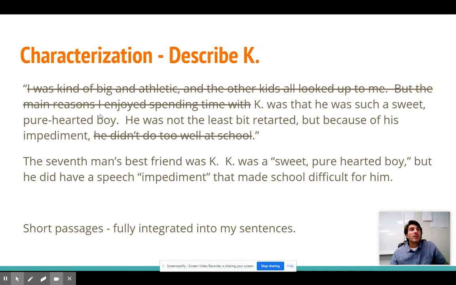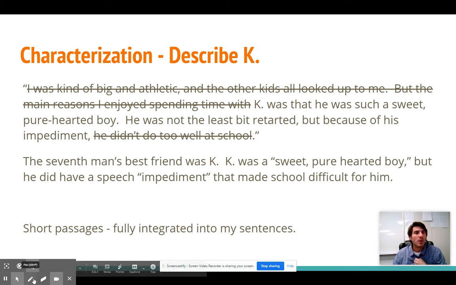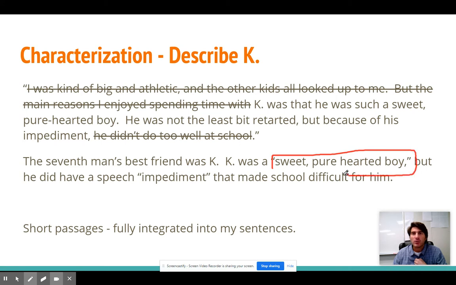Okay, so as I was just saying, I crossed out stuff that's irrelevant to this. It's just not a part of it, right? The big answer to this question when you describe K is that he was a sweet and pure-hearted boy. That's the big one. Sweet, pure-hearted. Those are the big ideas. So, in another example, the seventh man's best friend was K. That's just me writing. K was a, that's just me writing. Sweet, pure-hearted boy. Boom. Right? That's from the text.